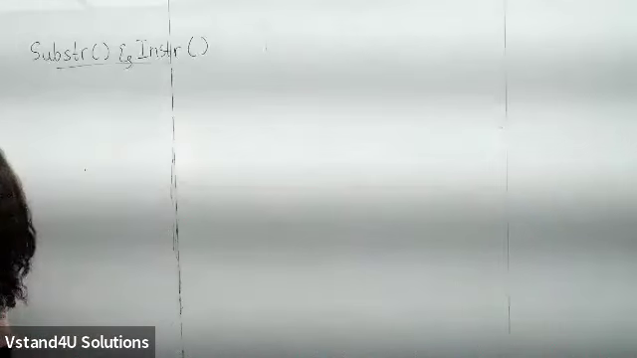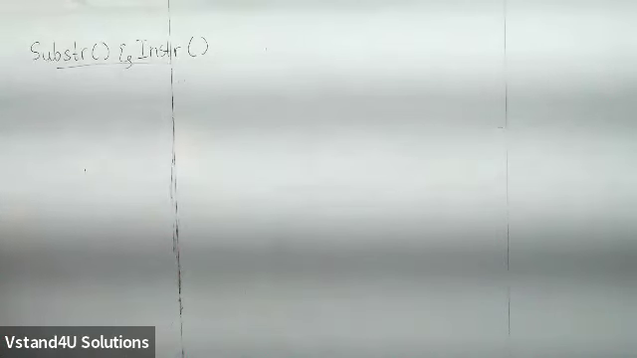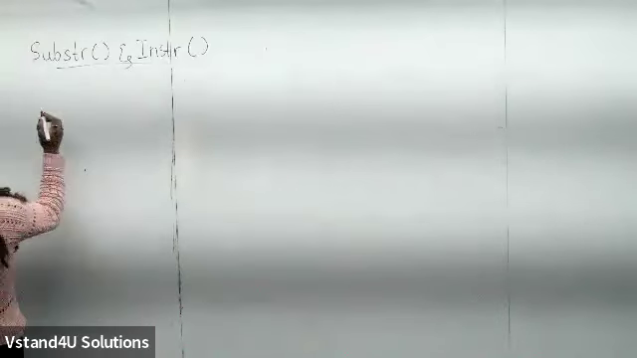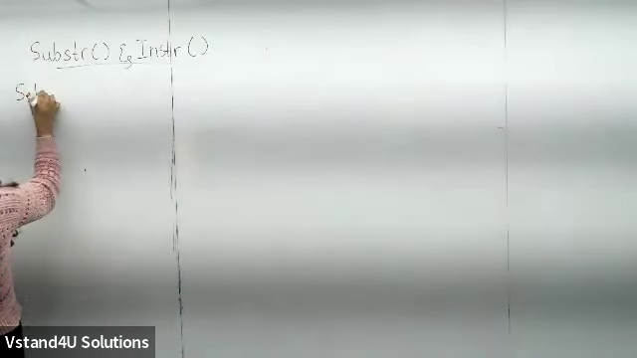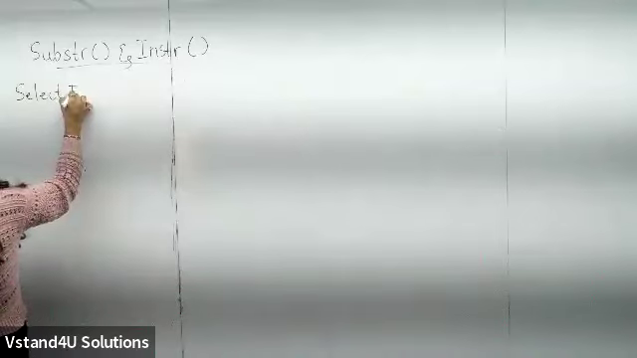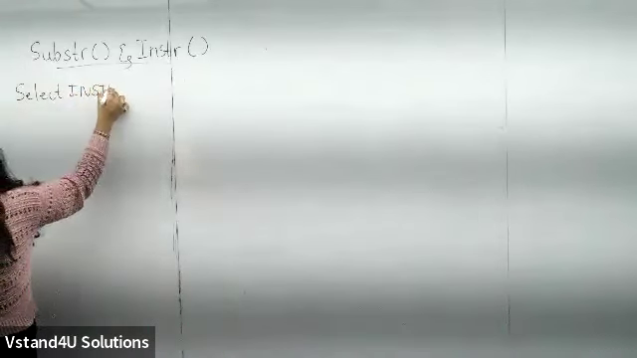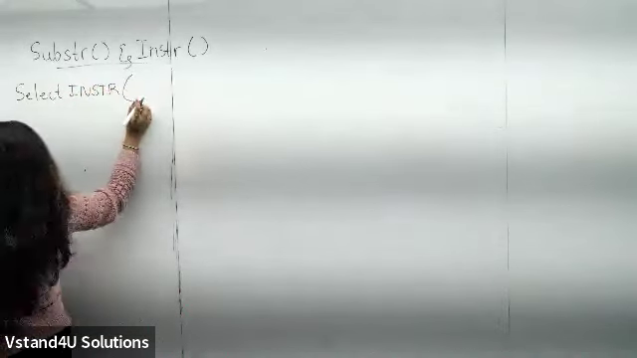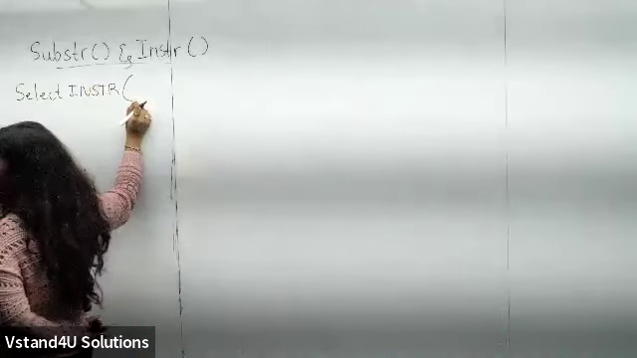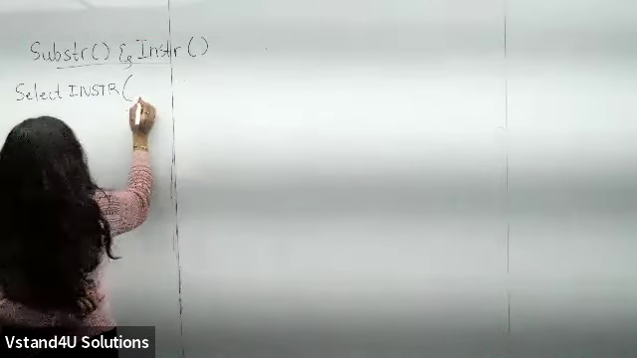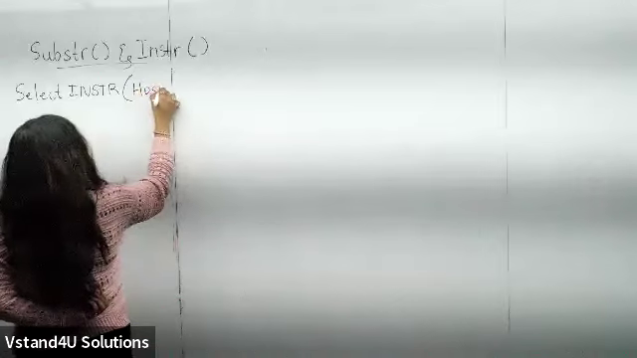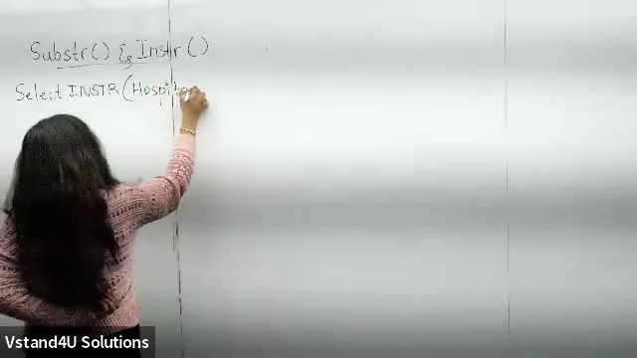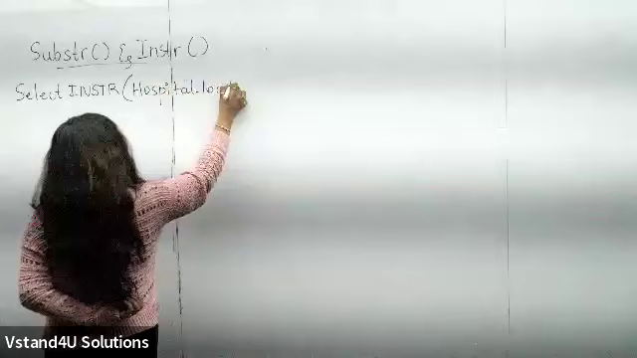Tell me how to write the query. They are telling you to find the position of the character B in all the hospital locations. So obviously I have to use the instring function. Select instring from which column name? It is from hospital location.